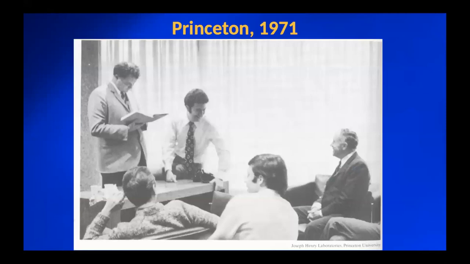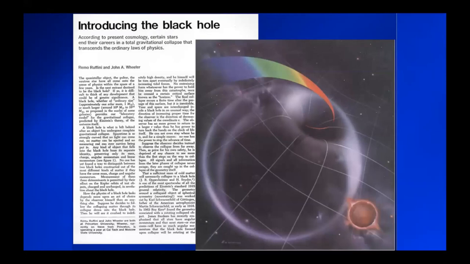In these days, I joined the group in Princeton in 1971, joining the group of John Wheeler, and this is a beautiful picture. Johnny and all the people, students, really a fantastic number, worked in Princeton in these days on introducing the black hole. And this was the paper we published with Johnny. And I would like to emphasize that it was not just an introduction of a name, it was the introduction of a new physical object.